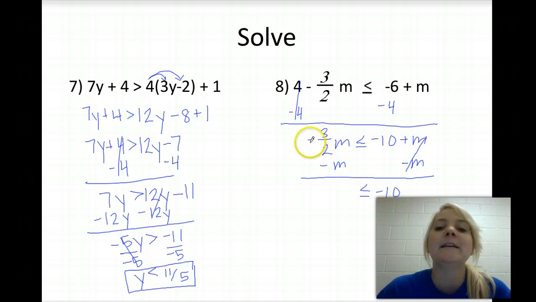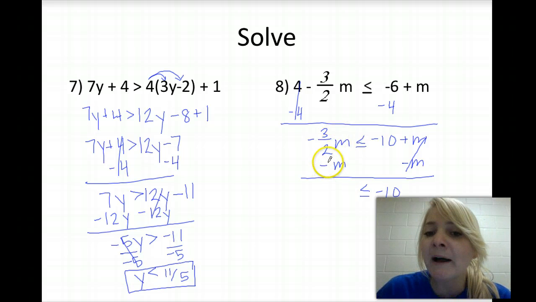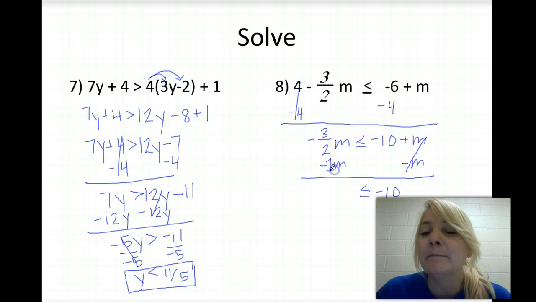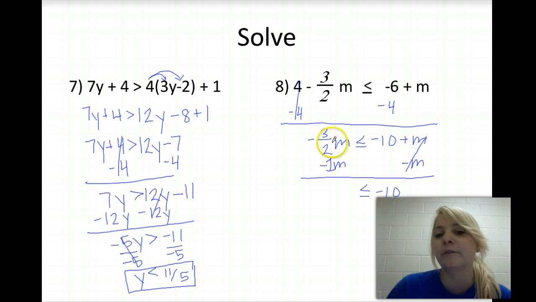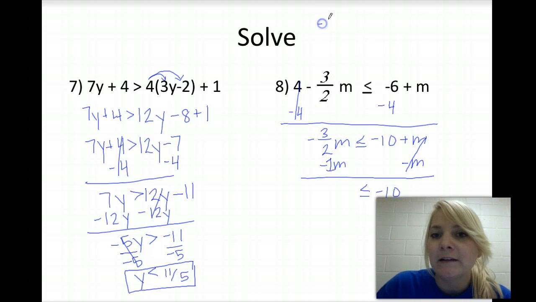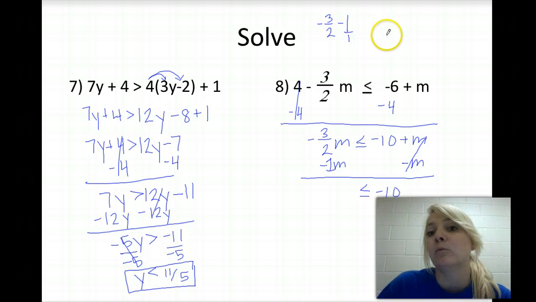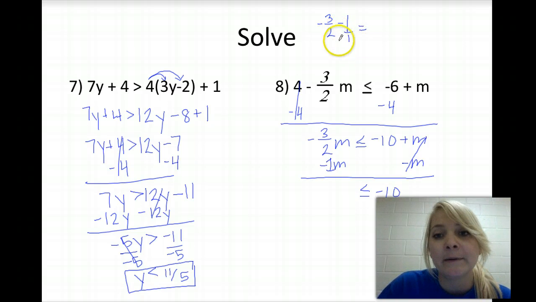All right, let's take a look at negative 3/2 m minus m. Think of that as minus 1m. That 1 is understood to be there. So let's just take a look at our coefficients up at the top of how we would approach this. When you're subtracting a fraction and a whole number, place your whole number over the denominator 1. So I'm going to write this as negative 1 over 1. Now when we subtract or add fractions, we have to have the same denominator. Our least common denominator of 2 and 1 is 2.